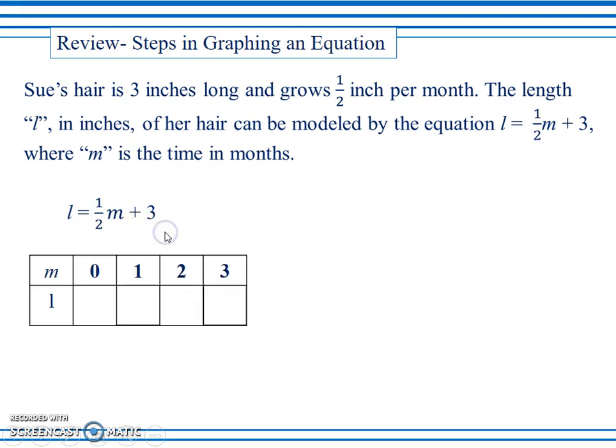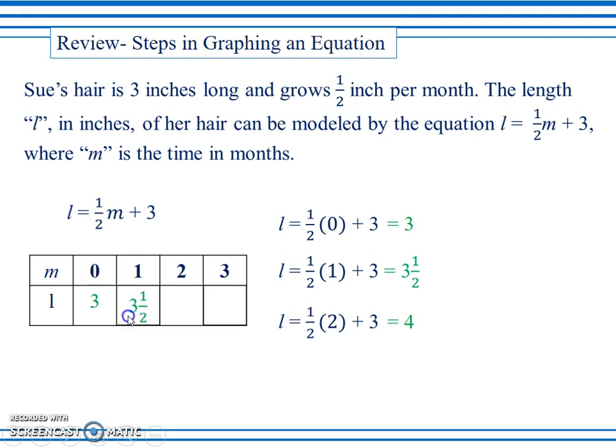So now we're going to create our table, and we won't use negative numbers because it's length of hair, and so we know that it has to be 0 or positive. So I substituted in 0, and I got 3 inches. In other words, if no time passes, her hair is still going to be 3 inches long. Substituted in 1, and got 3.5. Substituted in 2, and got 4, and substituted in 3, and got 4.5.